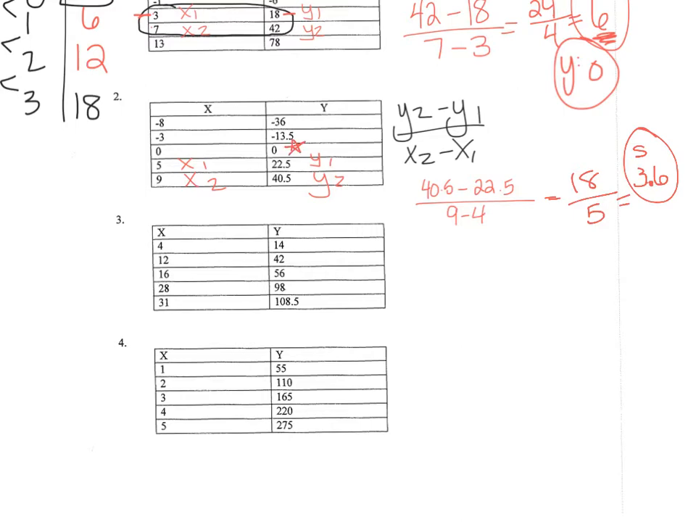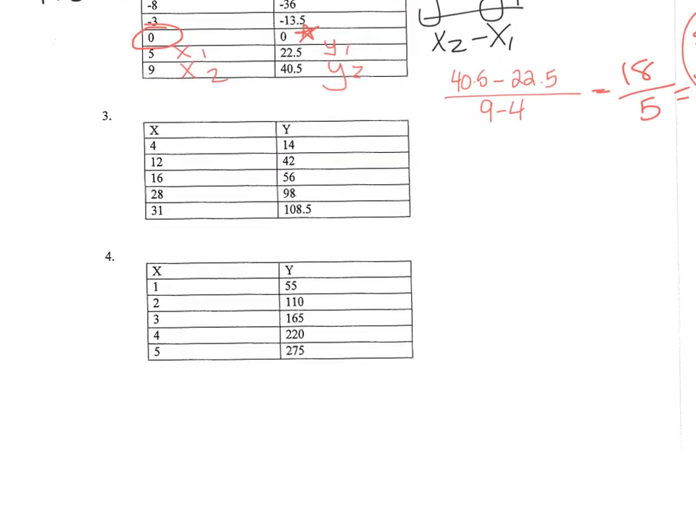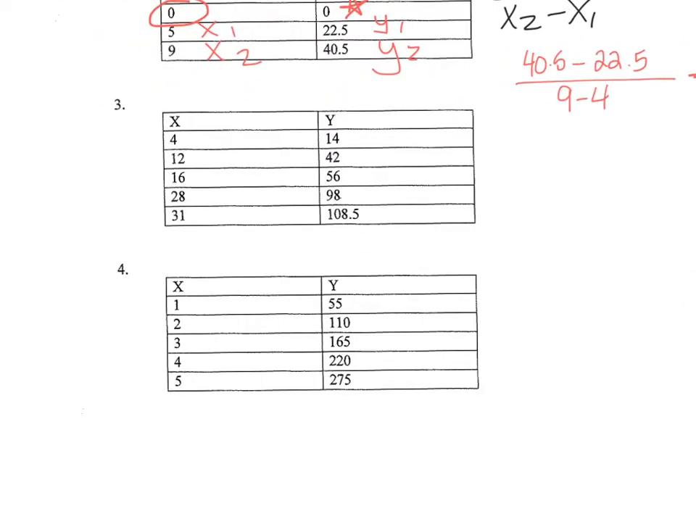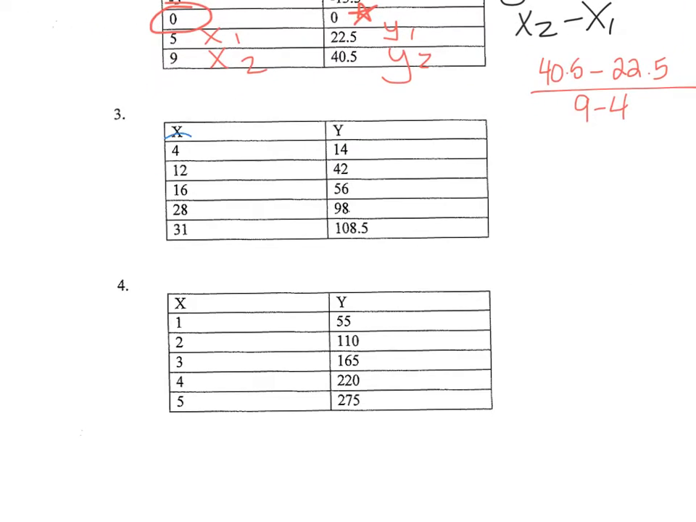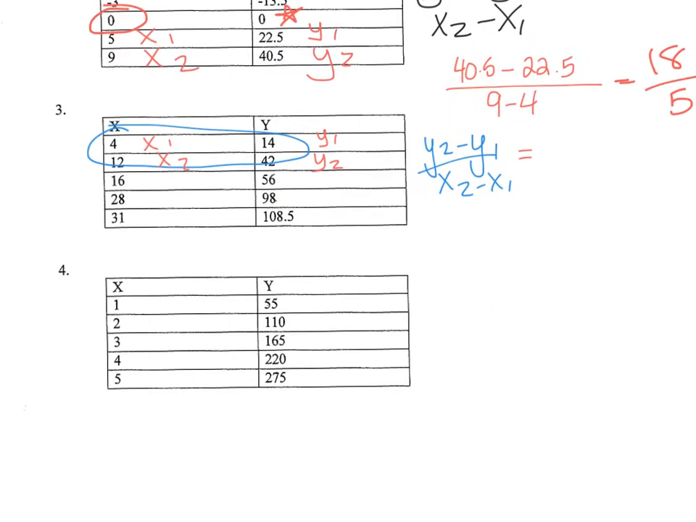It's the y value that's across from 0 on the x. Same thing with number 3. I'm going to use the lowest 2, and I'm going to write down my formula, y2 minus y1 over x2 minus x1. And then I'm going to label these. I've got x and y, x and y. These can be my 1s, and these can be my 2s. So we're going to plug all that in. 42 minus 14 over 12 minus 4.